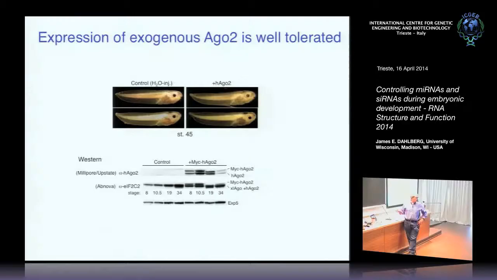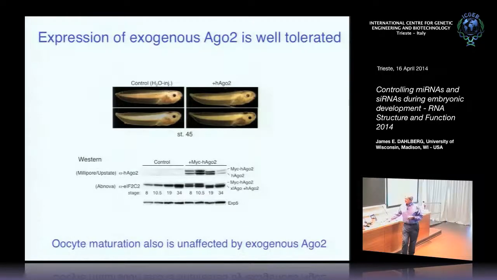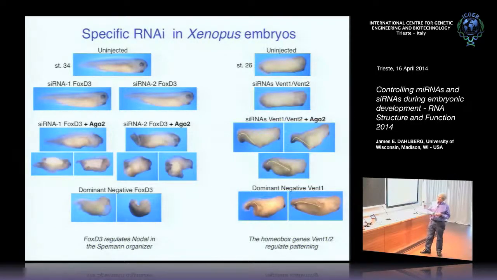The first control we wanted to do was to see whether just putting Ago2 into an embryo affects the embryo, and they appear to be perfectly normal. Okay, so that's good. So now we can do our real experiment of asking about siRNA. And this is a few embryos that resulted from putting siRNAs into them directed against particular messenger RNAs that are involved in early development. And you don't have to be a developmental biologist to see that these things here and here are very different from the normal embryo.